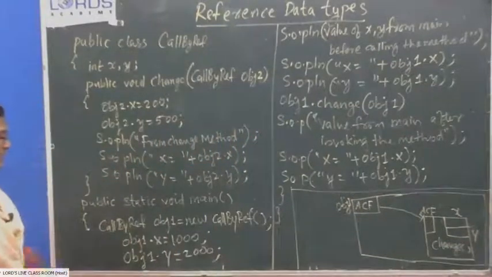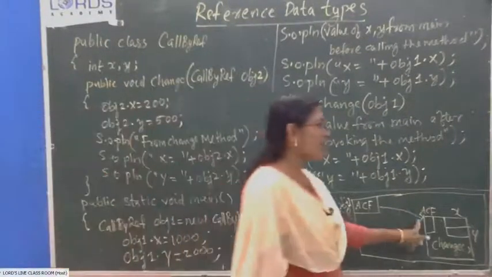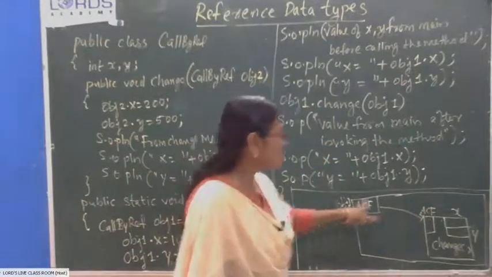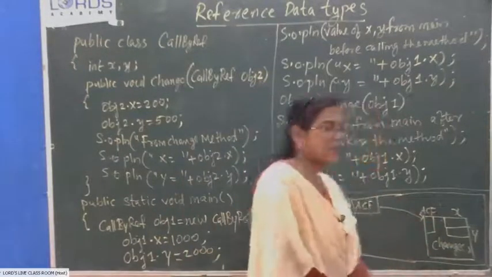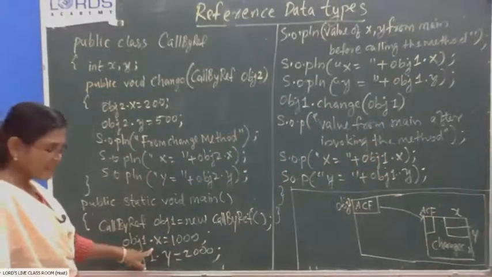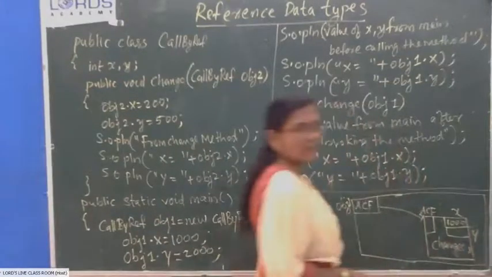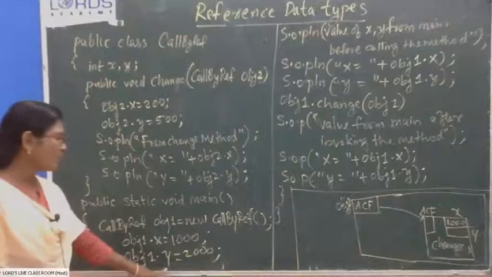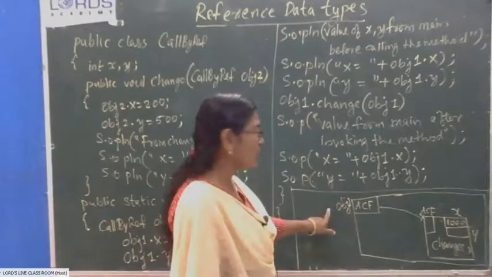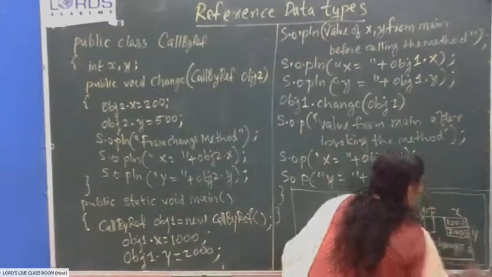Now what I am telling? obj1.x, go to the location which is pointed by obj1, the variable obj1. obj1 is pointing to this particular object in the memory. In that object, go to the location named x and store the value 1000 here. 1000 is stored here. obj1.y equal to 2000. Go to the object pointed by obj1 and store the value 2000 here. 2000 is stored here.